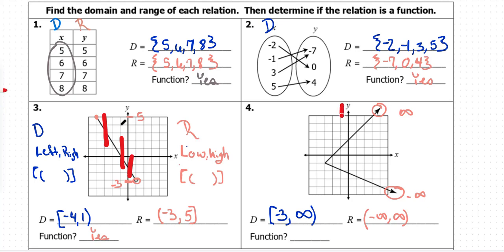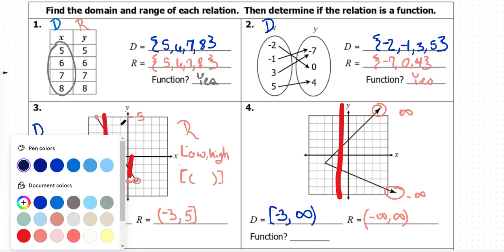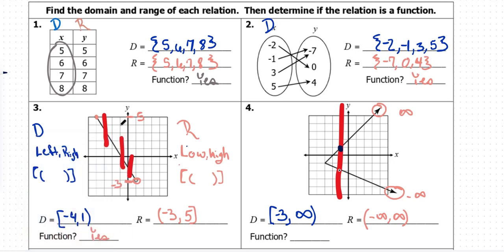So now let's do our vertical line test. When I test it here at this point, I see that I'm actually touching the line 2 times. So that means this is not a function. So now let's go on to the next page.